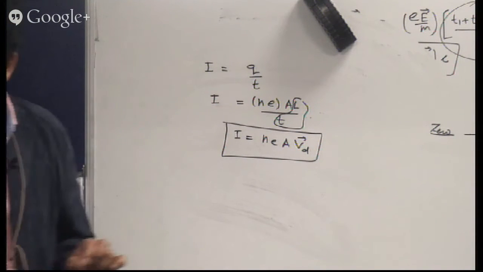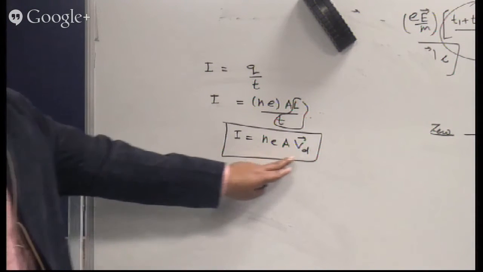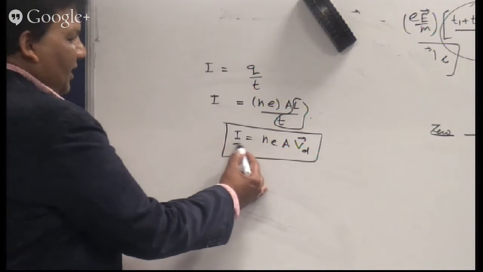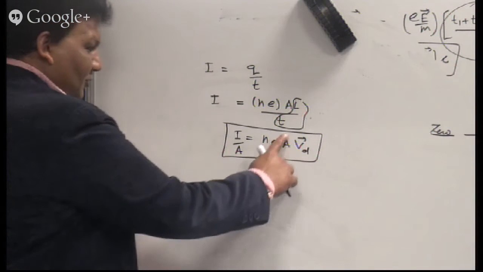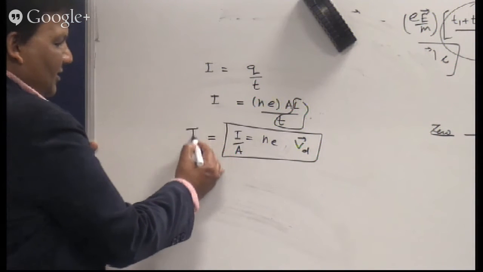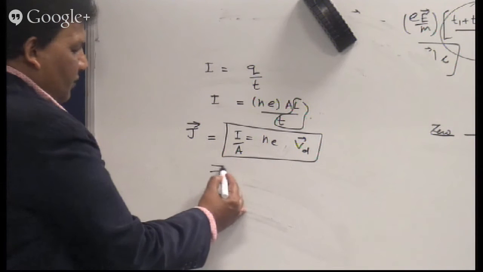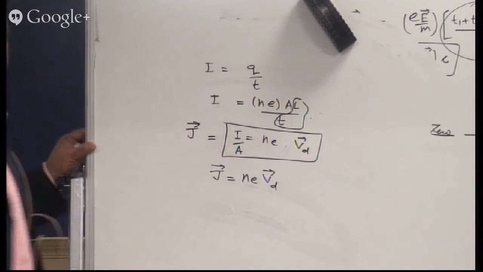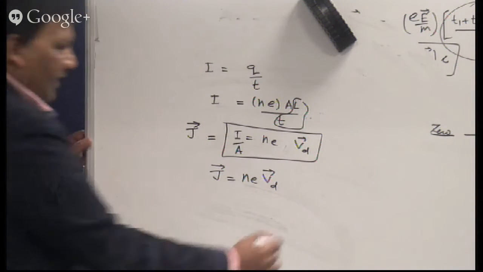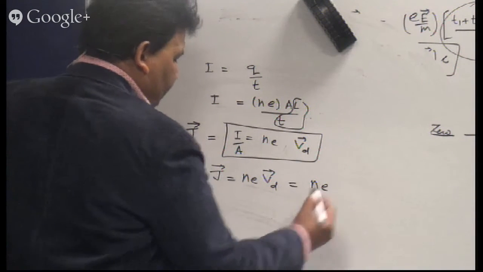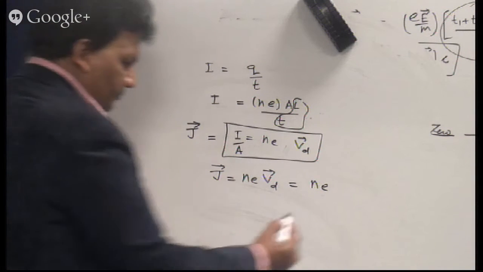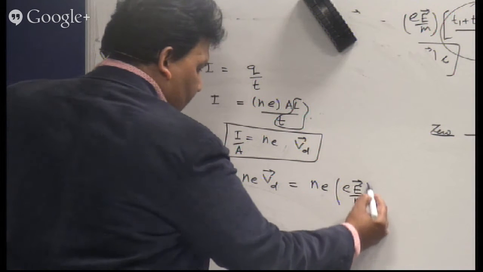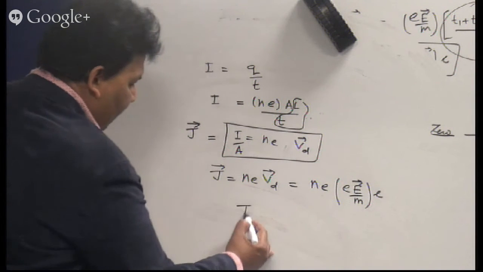Now there is a problem in this. This is a vector and current is a scalar, so I have to map them. So I bring in A here and call it the current density. So what is J equal to? Write it. And what is Vd equal to? What did we just find? What was the value of Vd? E by m into tau. So what is my current density vector equal to?